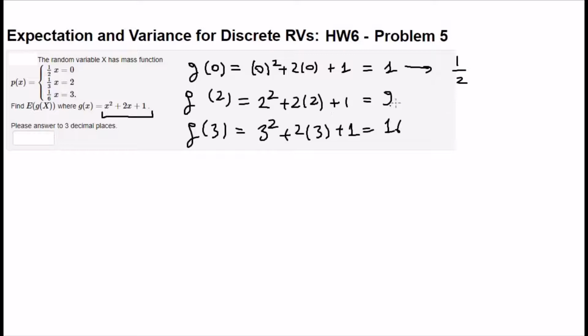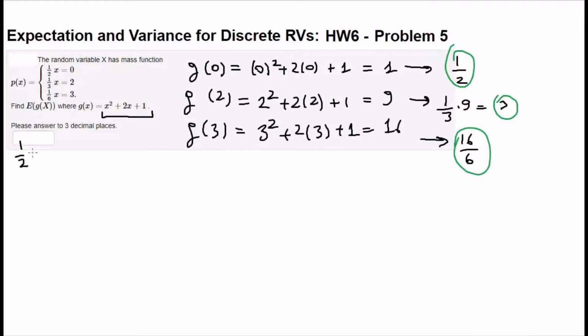And the probability that x is equal to 2 is 1/3. And g of 2 is equal to 9. So 1/3 times 9, which is 3. And for g of 3, which is 16 times 1/6, which is 16 over 6. And if we combine these, we obtain the expectation by definition. So 1/2 plus 3 plus 16 over 6 is the answer.